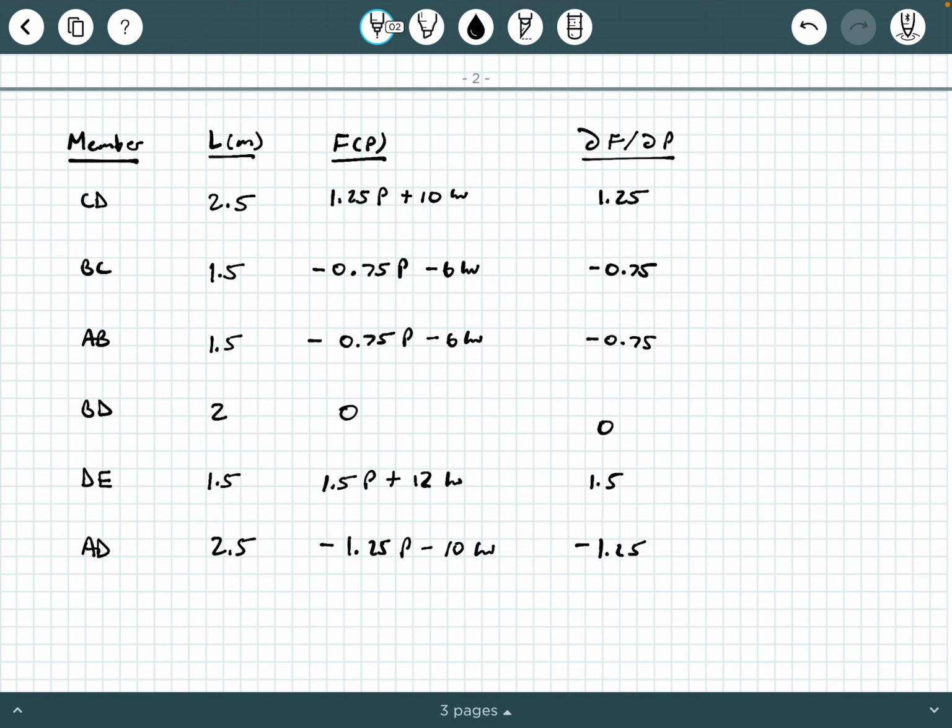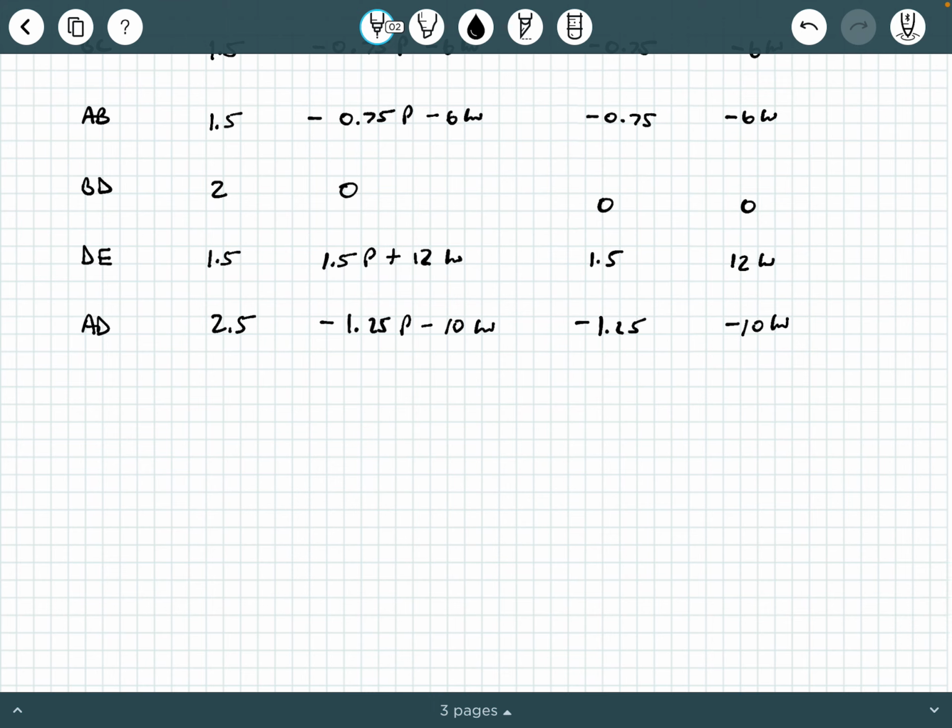Okay? Now we need another column of F when P equals 0, all right? And so this is just going to be those constants out there, 10 kilonewtons, negative 6 kilonewtons, negative 6 kilonewtons, 0, 12 kilonewtons, and negative 10 kilonewtons, okay? Now we're just about ready to wrap up. Let's see if we remember Castigliano's formula, okay?